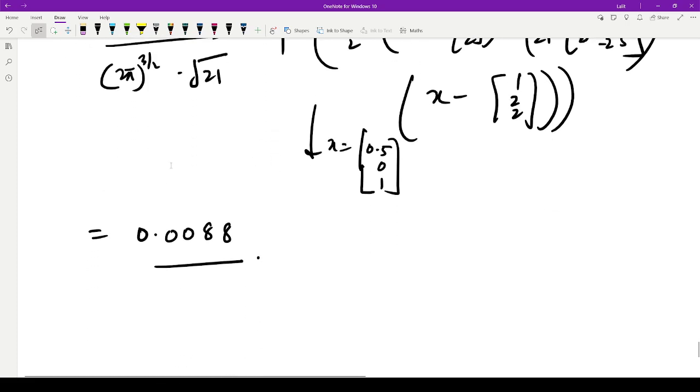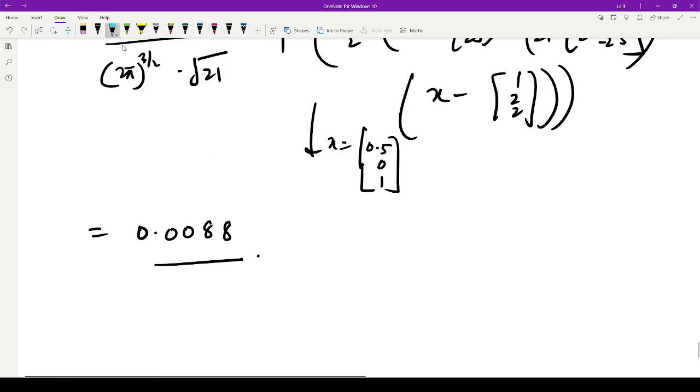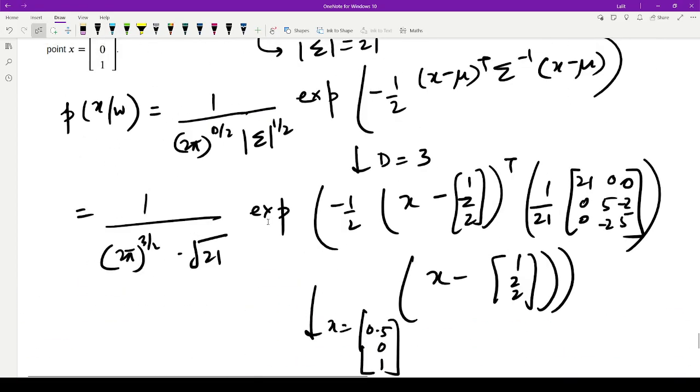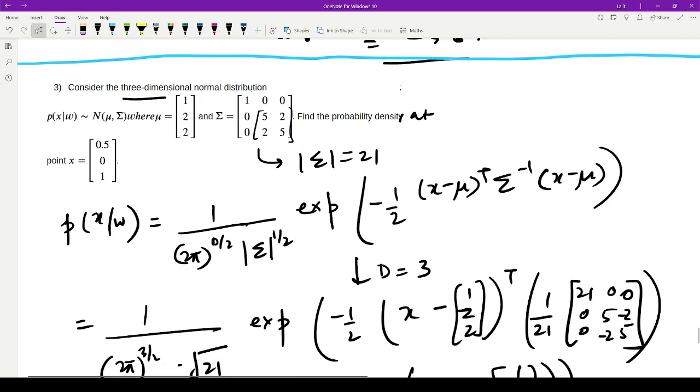And this part. Is this question clear? It's just about how to use the Gaussian function. That's it. There's nothing more to it.